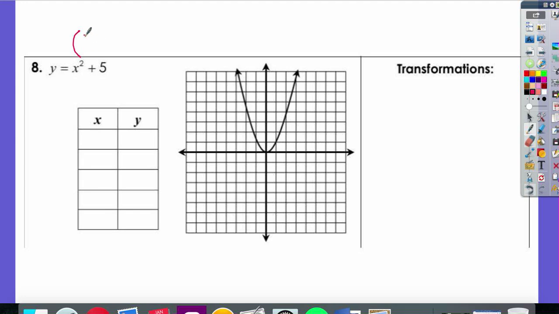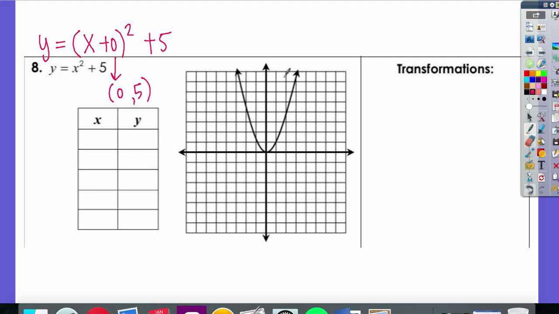So this could truly be seen as (x plus 0) squared with the plus 5 outside. That's how we could also look at this, because there's nothing being added or subtracted inside, it's just x squared. So when I look at it like this, the x-coordinate of the vertex is going to remain 0, and the y-coordinate of the vertex is now going to be 5.